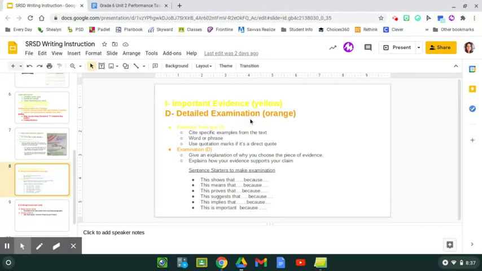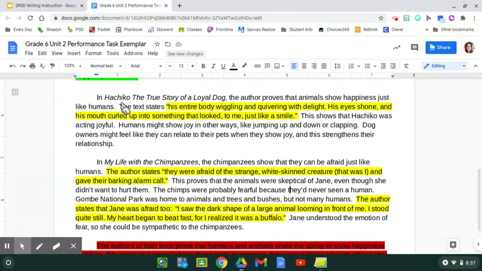So these are some really good sentence starters that you can use in your writing to start your detailed examination. So let's jump back into our text to see if we can find our examination. So let's keep an eye out for some of these key sentence starters. Oh, and I forgot to highlight this part in yellow.